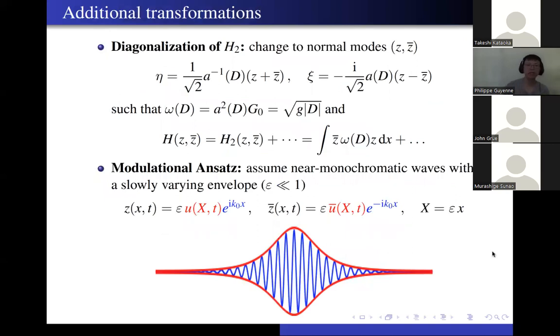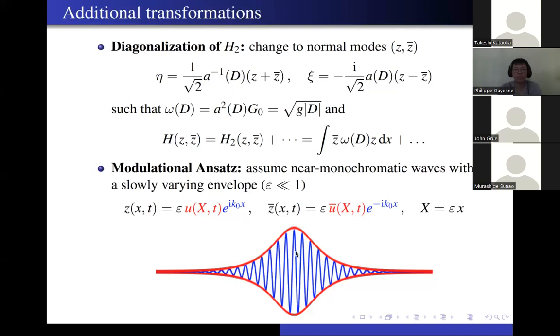All right, so next, you need to do some additional transformations. And in particular, you'd like to use the modulational ansatz, meaning that first, you change normal modes so that you can reveal more clearly the linear dispersion relation in the problem, so ω here. And then you want to change z to some slowly varying envelope u, depending on the long spatial scale X, and epsilon is your small parameter here in this problem, times some fast oscillations. So this is a sketch for these transformations.